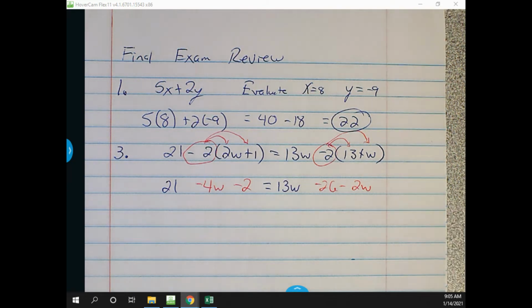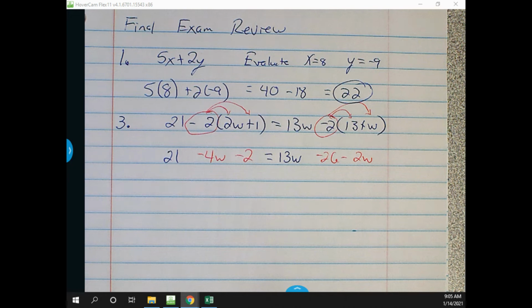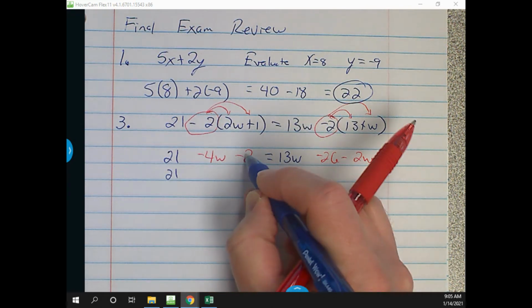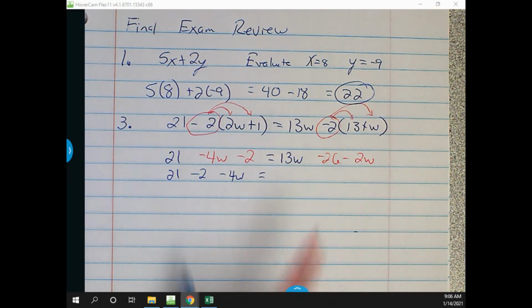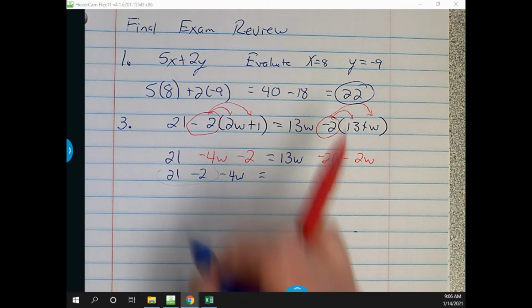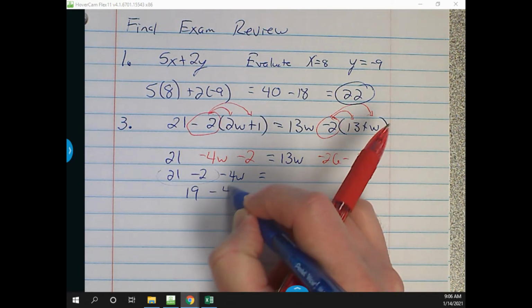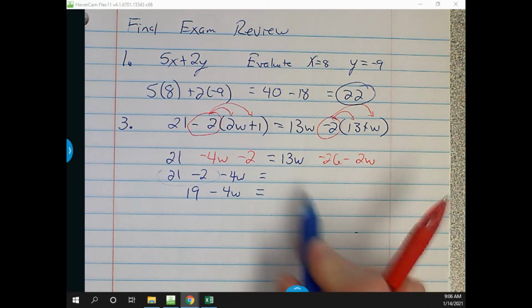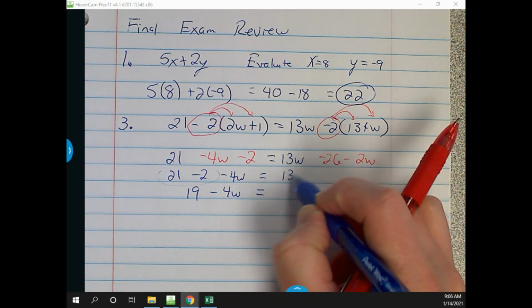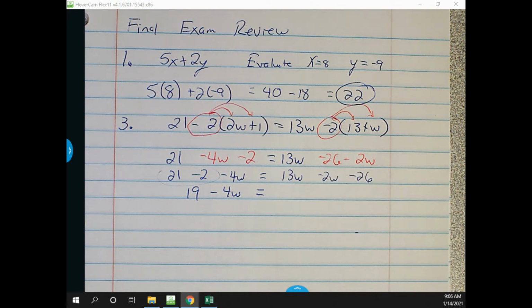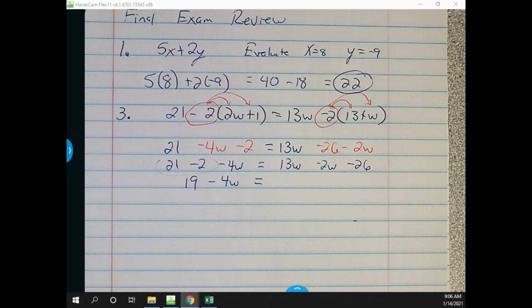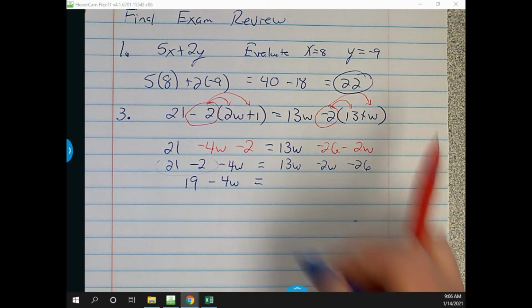All right, and once you've done all that, now you can start moving numbers and doing different things around. Now here's where you can, if you want to, save a little bit of work. If you rearrange the terms on the left-hand side, make this 21, put the -2 here and the -4w here, that way you can go ahead and do 21 minus 2 and just make that 19. And same thing on the right-hand side. If we just rearrange these last two terms, bring the -2w up first and put the -26 behind it, that way you can combine some terms and make the work a little bit easier, because now you've got 13 minus 2 for 11w.